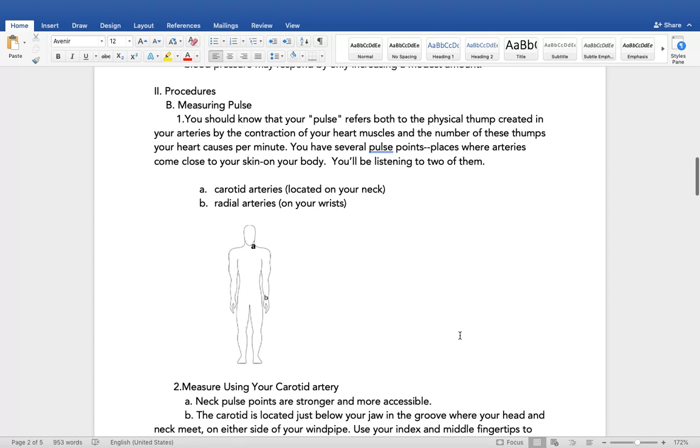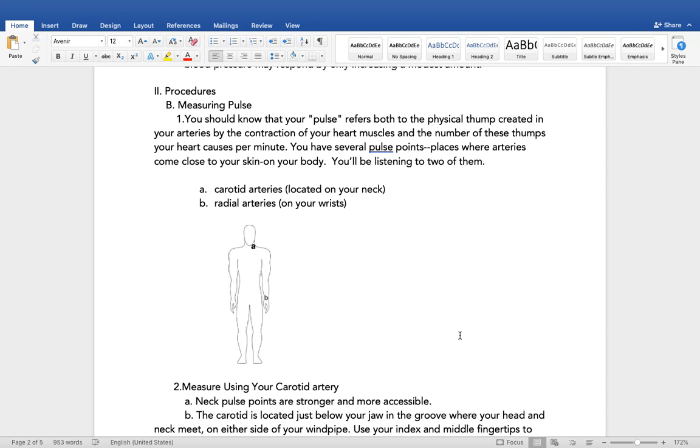We are going to measure our pulse. You should know that your pulse refers to both the physical thump created in your arteries by the contraction of your heart muscles and the number of these thumps your heart causes per minute. So remember, rates are the amount of times something occurs per time. So when we're talking about pulse, the time is always per minute.